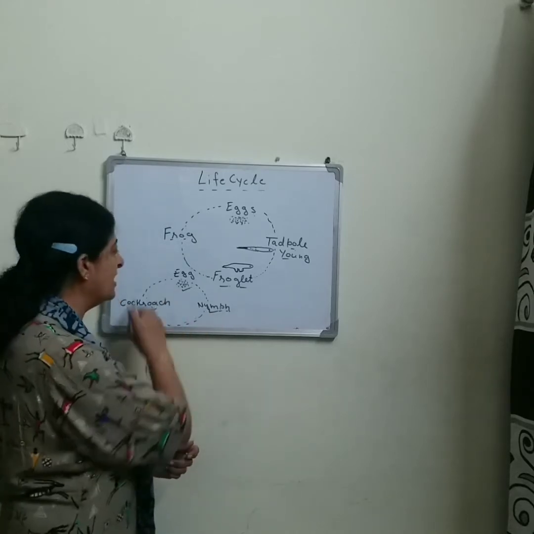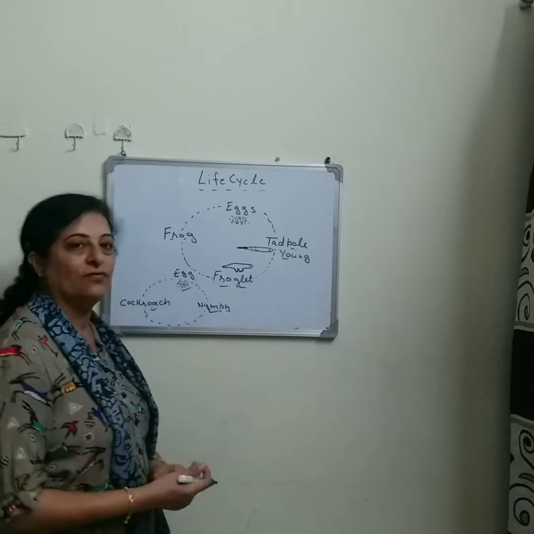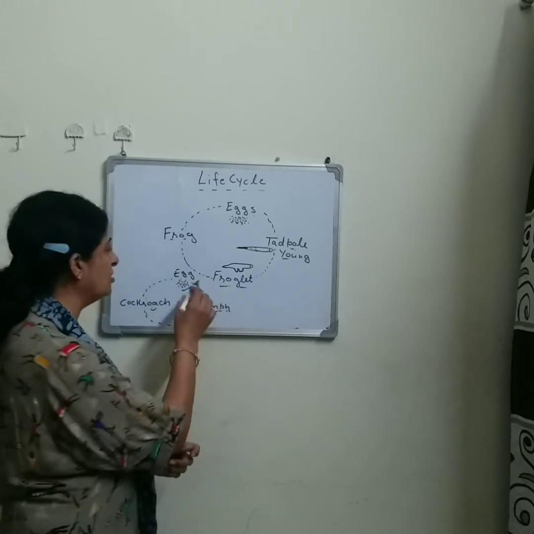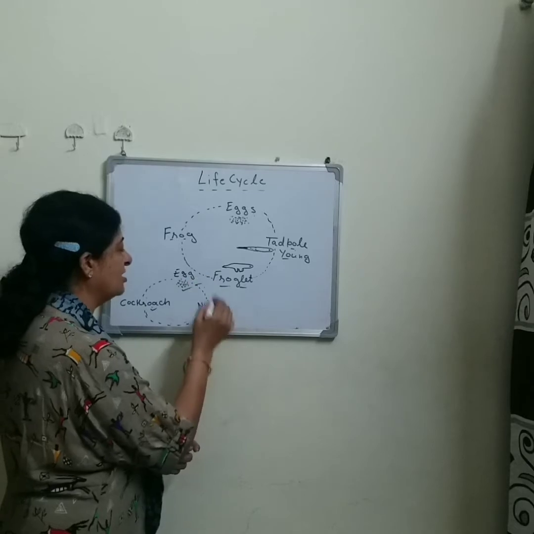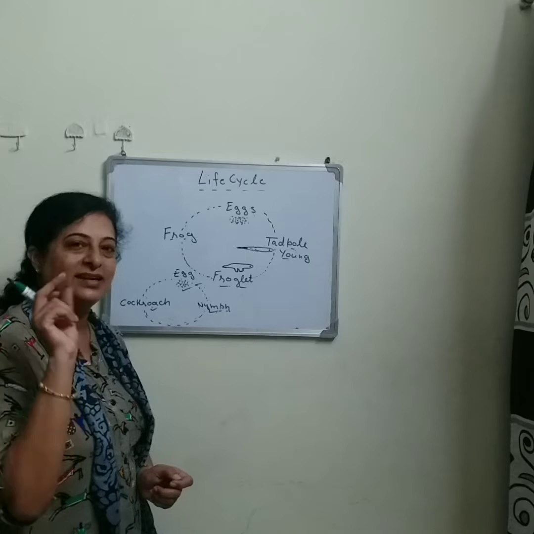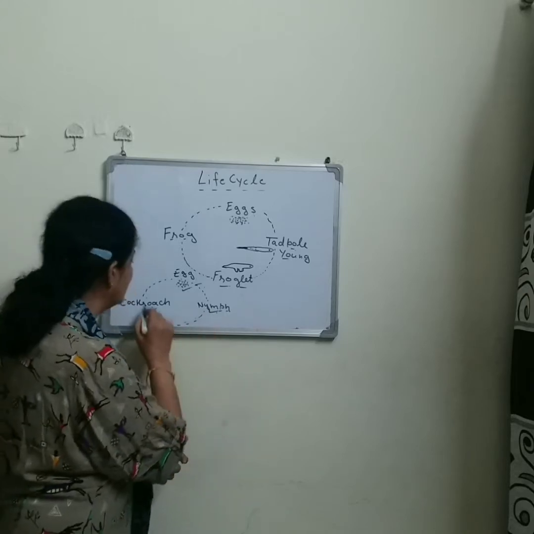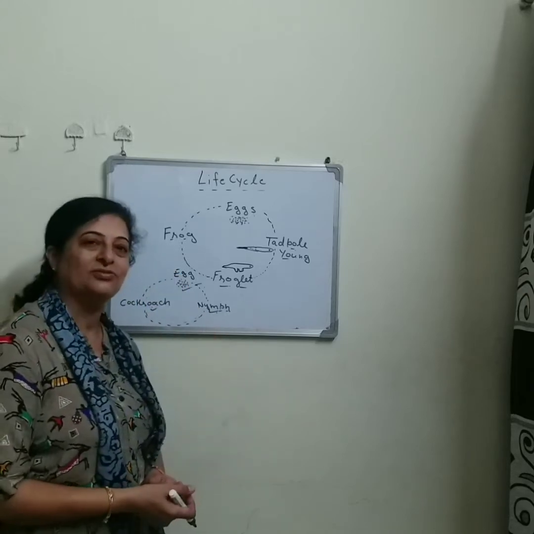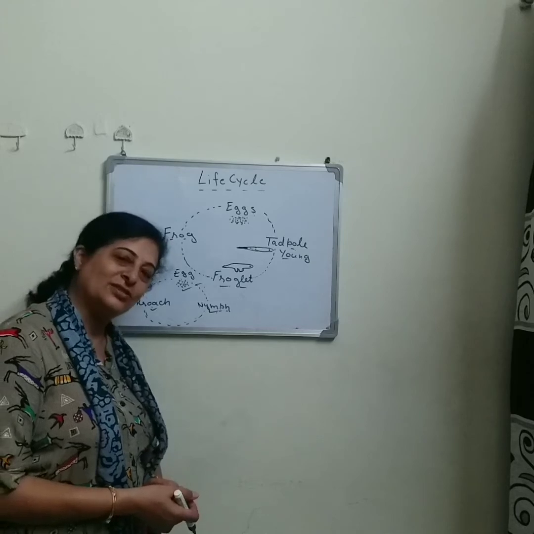So these are the different stages of the life cycle of a cockroach. From the eggs, small baby cockroaches come out, which are known as nymphs, and these ultimately convert into an adult cockroach.